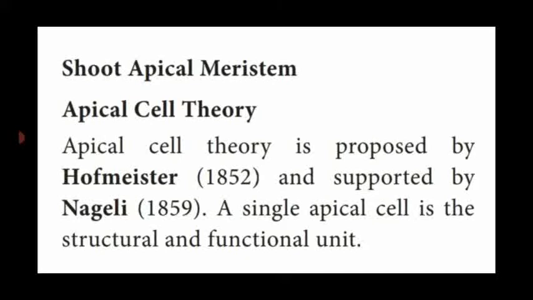This is proposed by Hofmeister in the year 1852 and it is supported by Nageli in the year 1859. According to this theory, a single apical cell is a structural and functional unit of a meristem. So that means the meristematic cell which contains the apical cell. A single apical cell is a structural and functional unit of a plant cell.